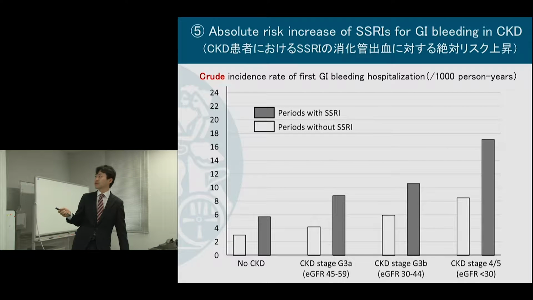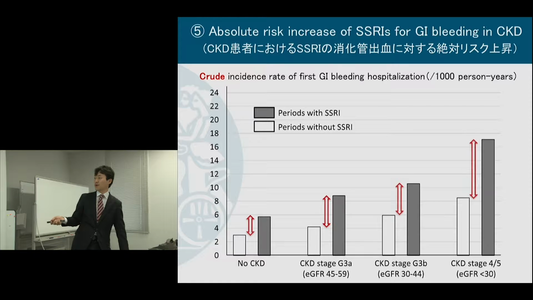So this was the crude incidence rate of first GI bleeding hospitalization. I illustrated the incidence rate by kidney function and periods with and without SSRI. And obviously you can see that periods with SSRI are higher than periods without SSRI, and this is increasing with every kidney function decline.